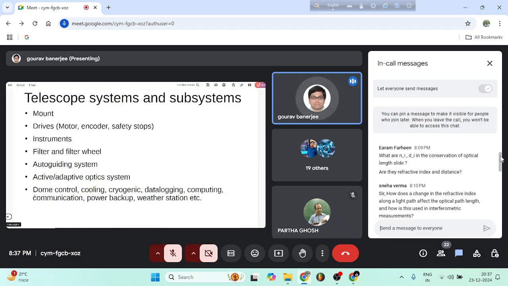If you have a dome, you need dome control. If you have detectors that need cooling, then you need some Peltier cooling or liquid nitrogen cooling or some subsystem like that. Additionally, you need some amount of data logging, data storage, computing, some amount of communication, power backup, and a weather station. These kinds of systems you will also need.